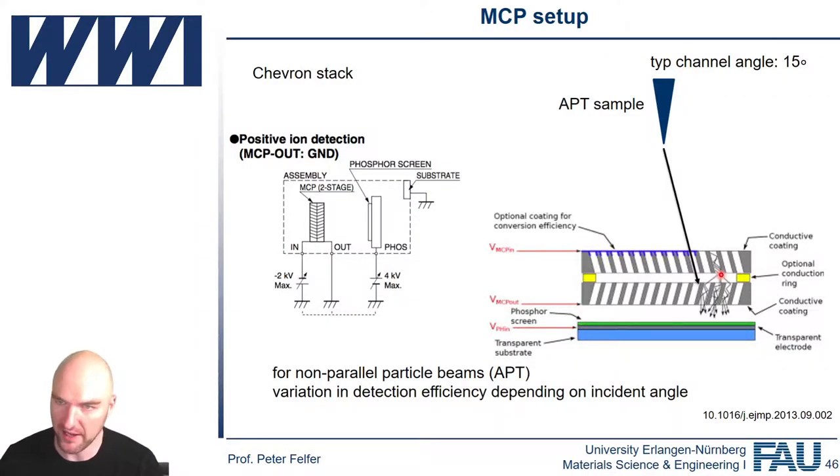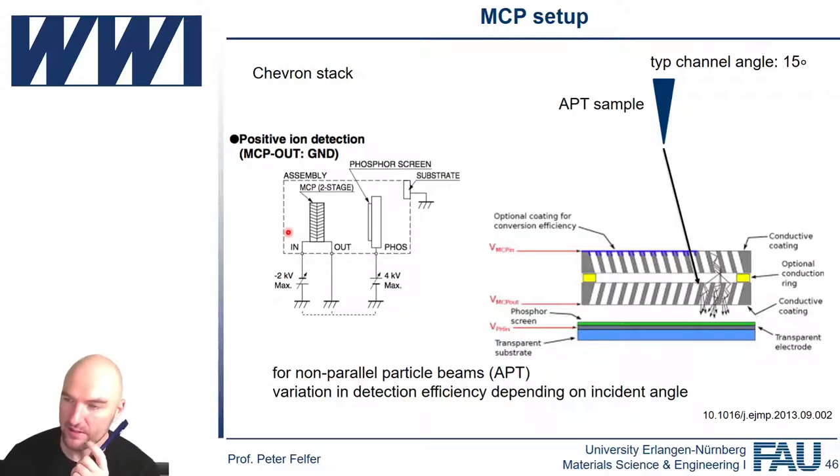Most MCPs that we have are also MCP stacks. So we have two MCPs on top of each other, so that we increase the MCP gain. And they're impedance matched so that we only need one power supply. So we might have about 2 kilovolts of voltage across the MCP stack that does the amplification. And then we might have another couple of hundred volts or maybe a kilovolt between the MCP stack and the anode.